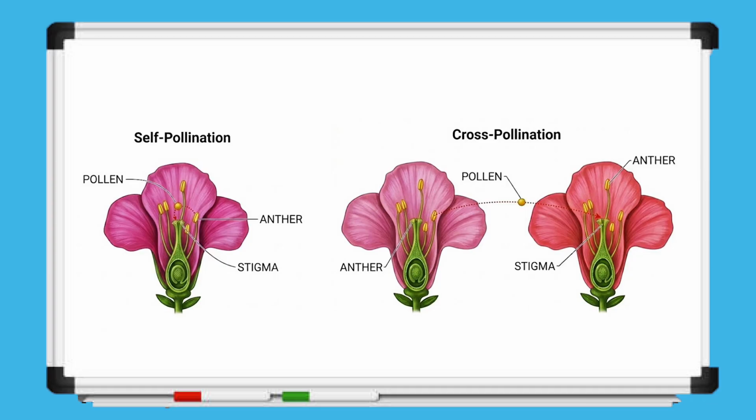In summary, self-pollination involves pollen transfer within the same flower or plant, produces low genetic diversity, and does not depend on pollinators, with examples including peas, tomatoes, and wheat. Cross-pollination transfers pollen between different plants, generates high genetic diversity, requires agents like wind or insects, and is seen in plants like apples, pumpkins, and grasses.